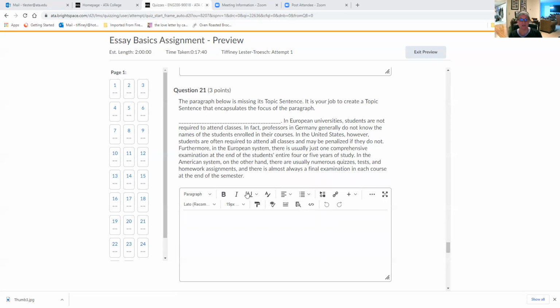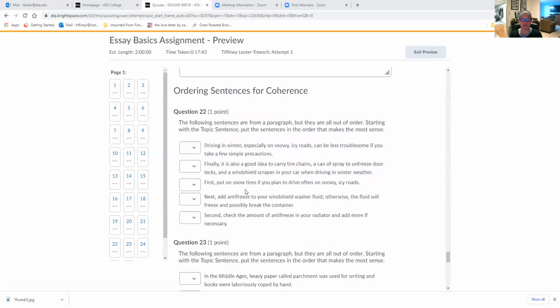Okay. Our next section is on coherence. We learned about this in the body paragraphs lessons. You're going to have 3 questions in this section. For each question, you have sentences from a paragraph, but they are listed all out of order. So here in question 22, you've got 5 sentences from a paragraph. They are listed out of order. Your job is to put them in the correct order.